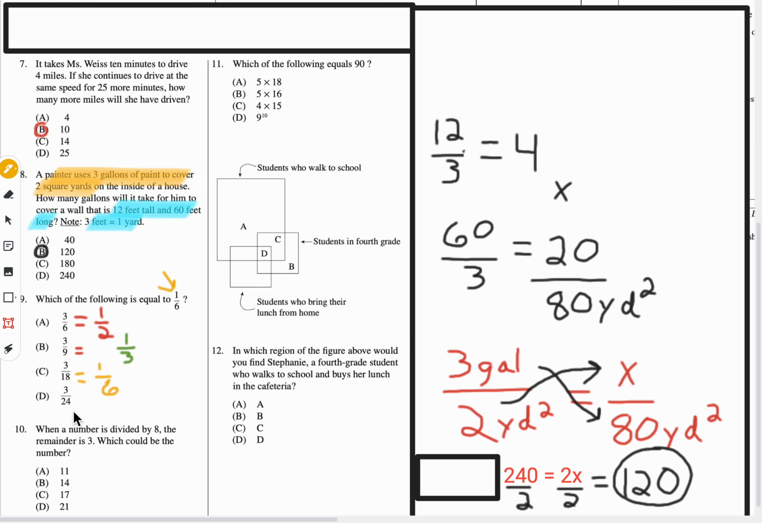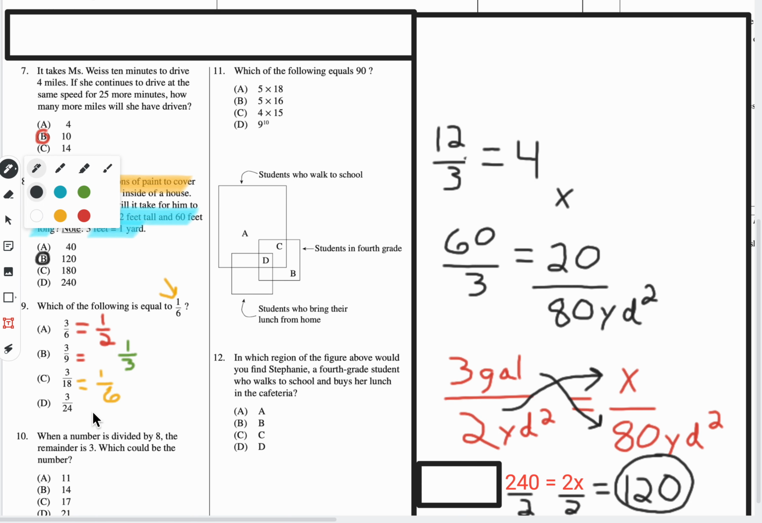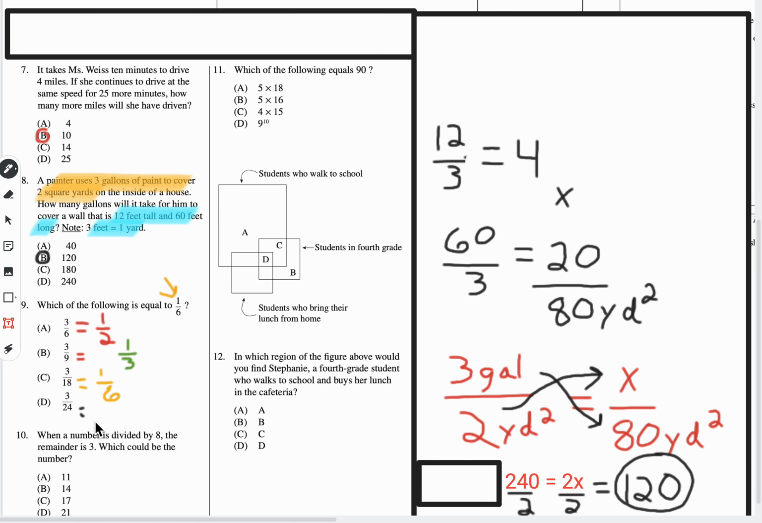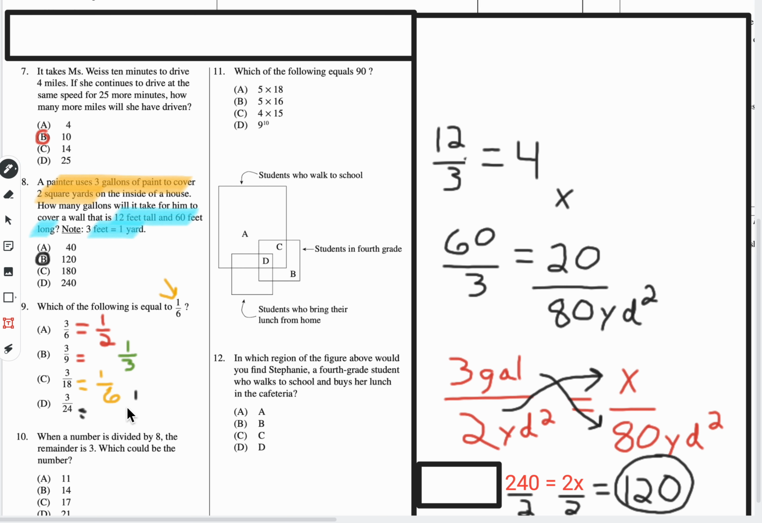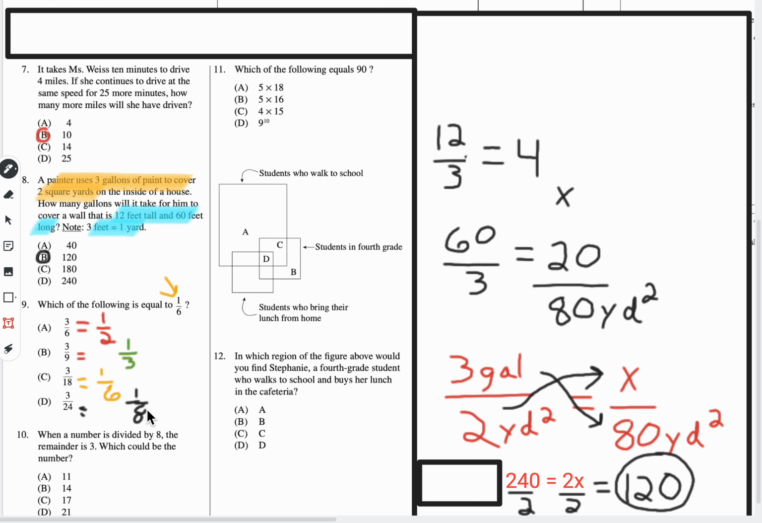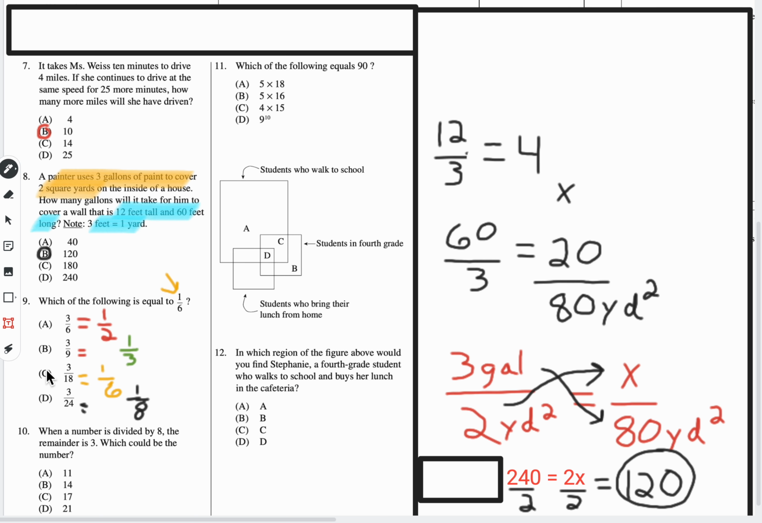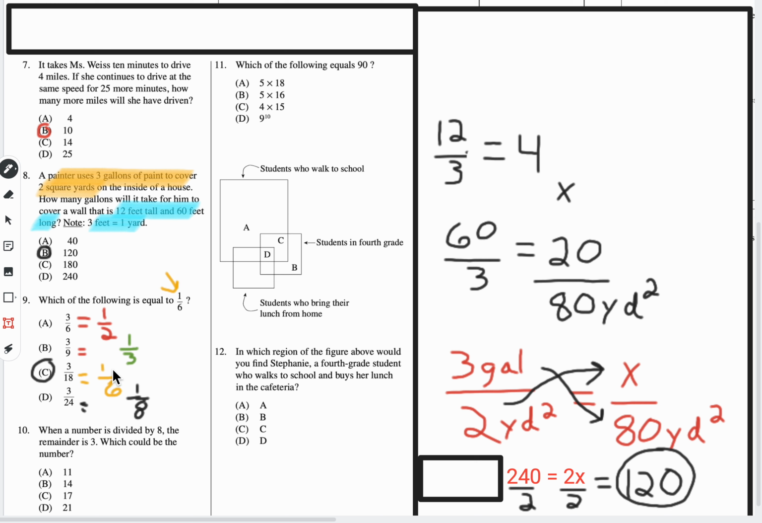But just to be certain, let's reduce 3/24. 3/24, both can be divided by 3. 3 divided by 3 is 1. 24 divided by 3 is 8. 1/8. The answer is C. 3/18 reduces down to 1/6.